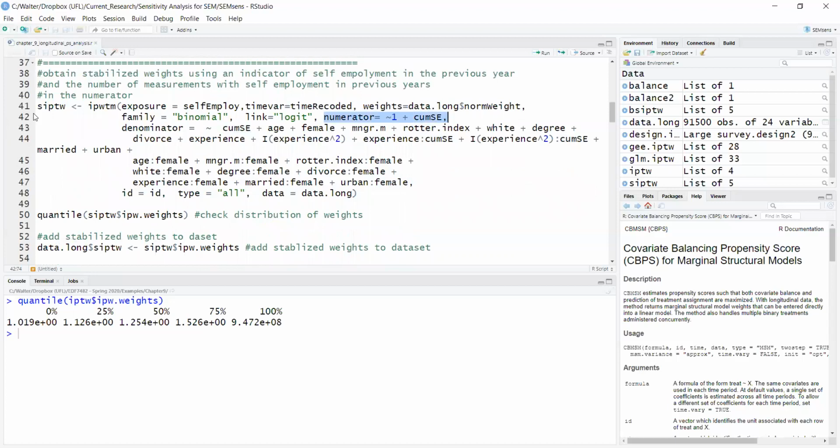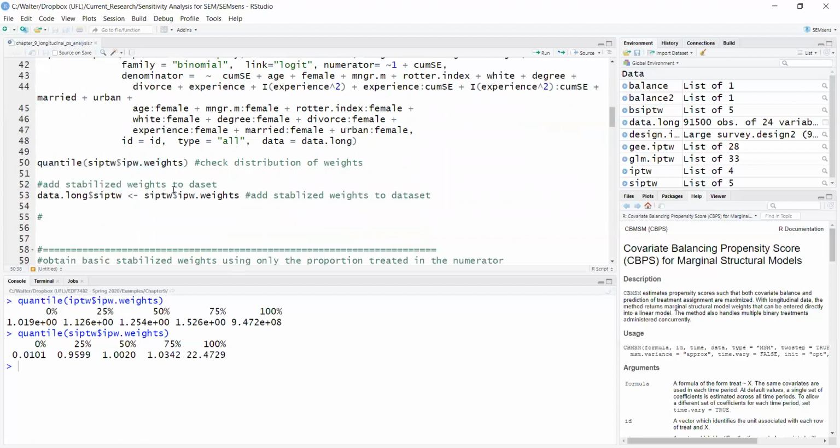Once we run this weight, we use quantile here to get a look at the distribution. You can see now that the maximum weight is 22.4729, so the problem of extreme weight is gone. Now, I'm adding it to the data set here.